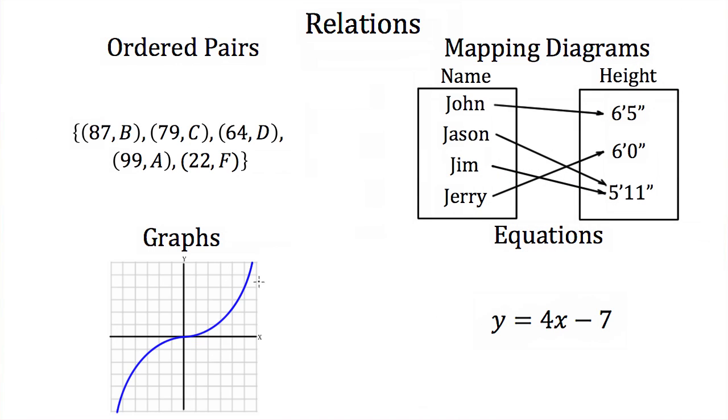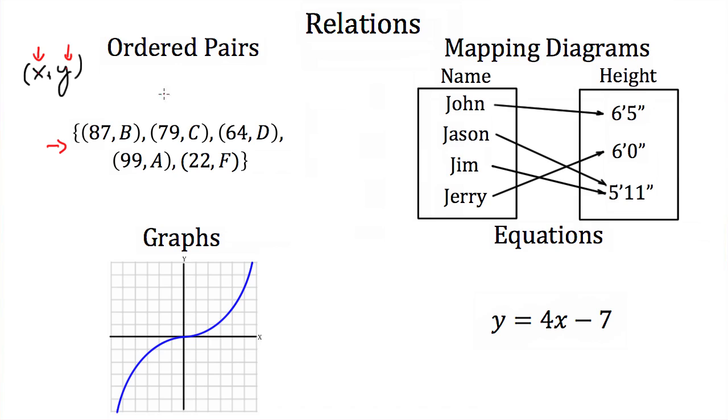Now there's many different ways to show a relationship or a relation in mathematics. We can use ordered pairs, mapping diagrams, graphs, or equations. Now an ordered pair is just a pair of two sets of data. If you've ever dealt with an x, y coordinate, you've dealt with an ordered pair. This is our input value, and then our y value has a relationship with this x value.